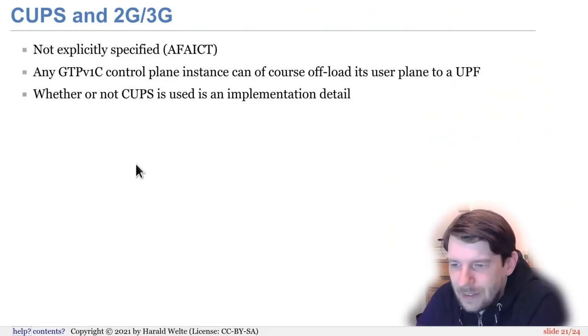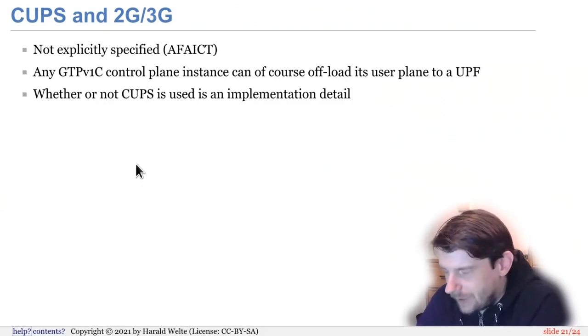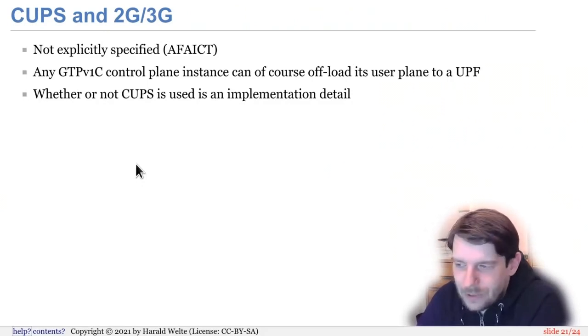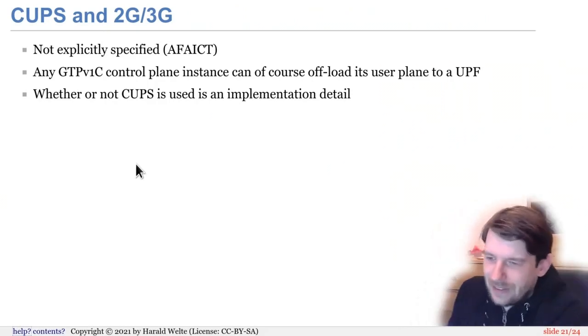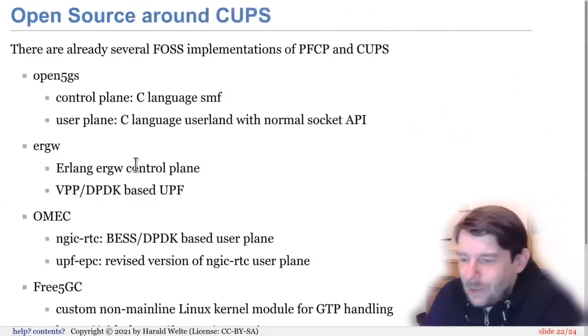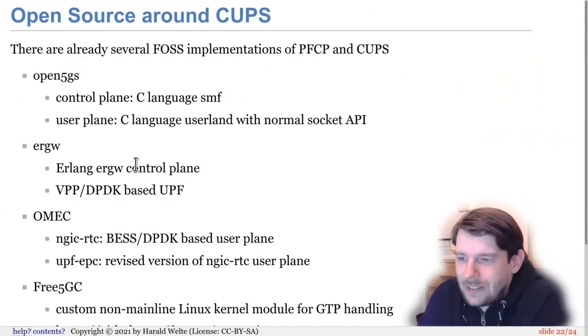And we might see more of this in Osmocom in the future in our 2G, 3G implementations, where the GTP user plane handling is offloaded to a user plane function over PFCP. I think sooner or later, both on the SGSN and on the GGSN side, but that's for another talk. Now, what kind of open source software is there around this CUPS principle and PFCP yet?